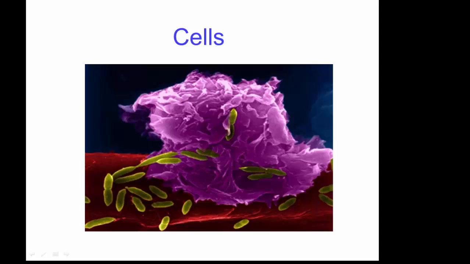This is an introduction to cells for the human body. In this picture, we see a large purple blob-like cell that we find in the human body. It's called a macrophage, which means it's a big cell that eats things. And right now it's having some bacteria for breakfast.